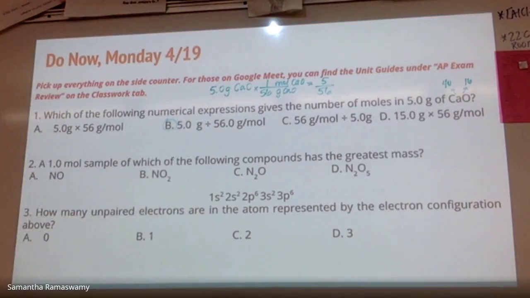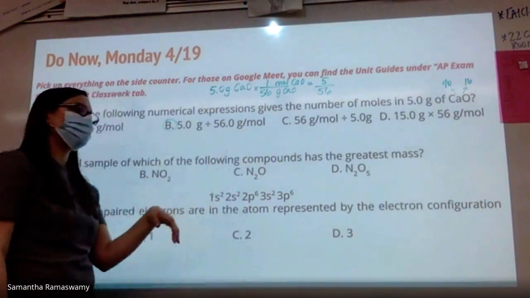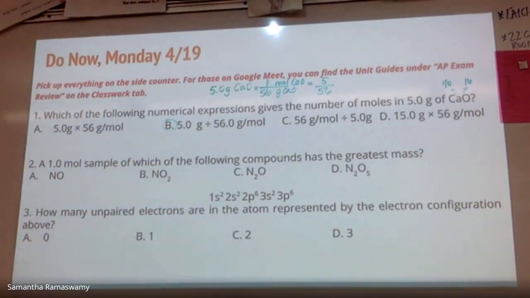So there are a lot of multiple choice questions that are like this, where you're setting up the expression. You're not actually doing the math. Some of them you are doing the math. But a lot of them you're actually just setting up the expression.